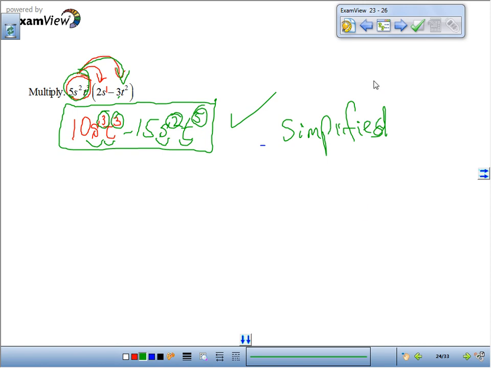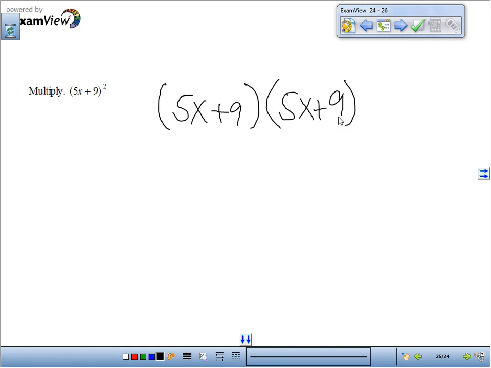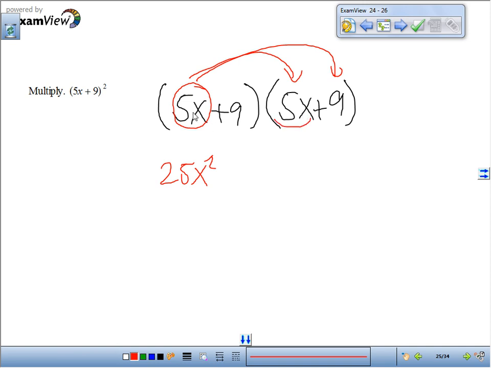We got it? Number 23 plus 1, 24. Let's see. Here we go. Step 1, let's rewrite this. 5x plus 9 times 5x plus 9. Focus, please. Okay, here we go. Let's do one step at a time. I'm going to circle the 5x, and I'm going to multiply times each of these terms. What is 5 times 5? 25. What is x times x? X to the second. I'm done with this first term.